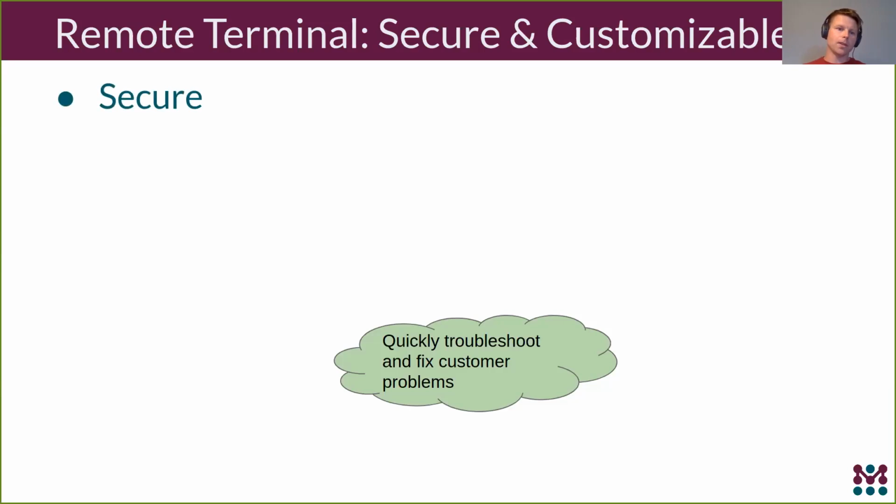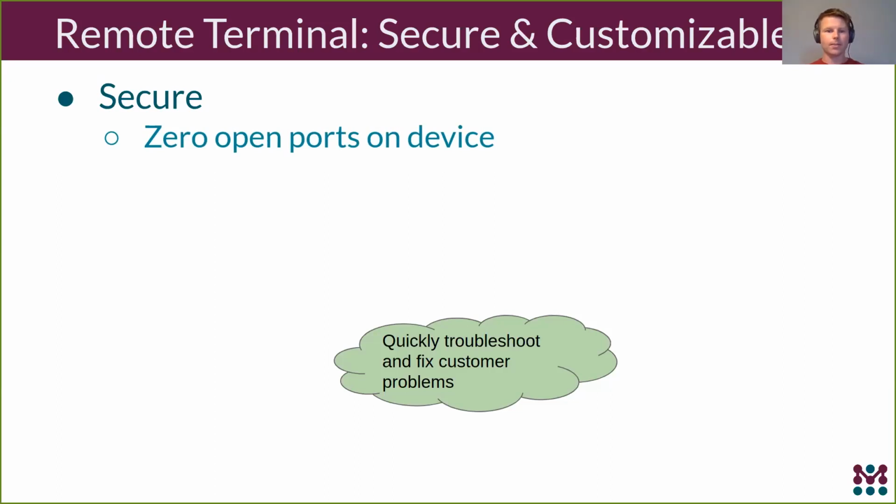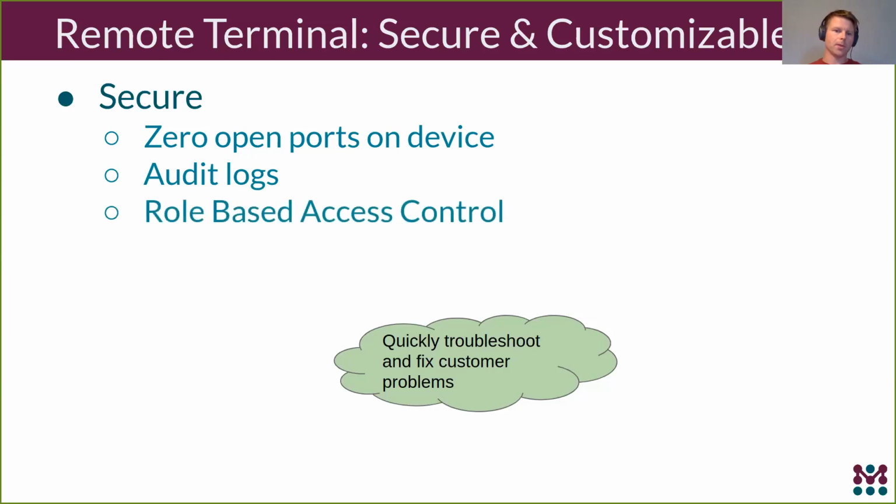So you just need some way to figure out what processes are running, for example, and do some hot fixing. The remote terminal in Mender, we focus on security. So there are no open ports on the device. It utilizes the existing credentials that we use in Mender and uses a WebSocket connection to connect to the server. So you don't need to expose any ports. It's covered by audit logs and role-based access control, like we mentioned.